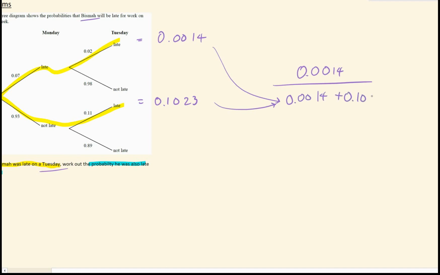This is the exact thing we have with the Venn diagrams when we were doing probability of A given that B. It's the exact same idea.